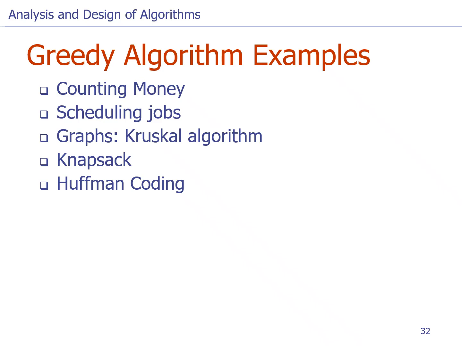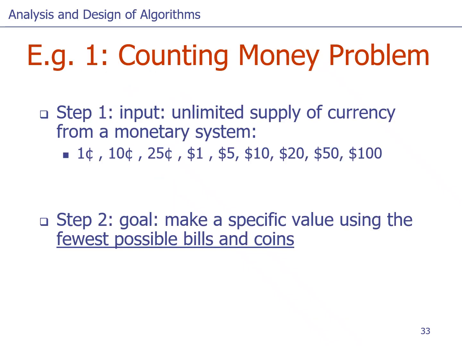So we will look at several examples. Again, just to make you think of how you apply this algorithm, and they vary a lot in terms of the nature of the problem. So let's start. The first one we're going to look at is called the counting money problem. Very simple problem, and very complex actually to get right.